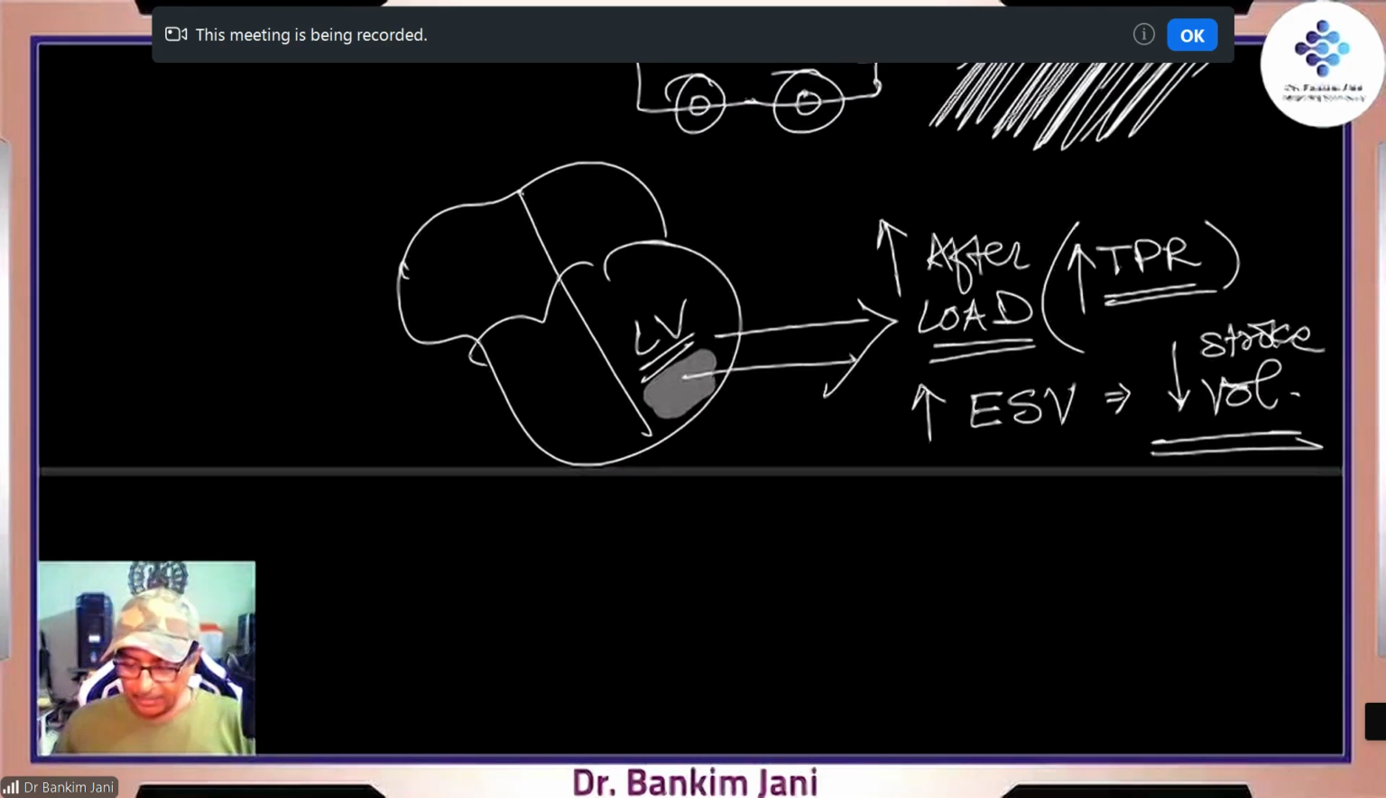Right? Is this part clear? Whatever you are watching on the screen was this much. Increased TPR leads to increase in end systolic volume, which leads to decrease in stroke volume. Any doubt? Let me know. If all good, let's move further. Just a few points clear. Great.